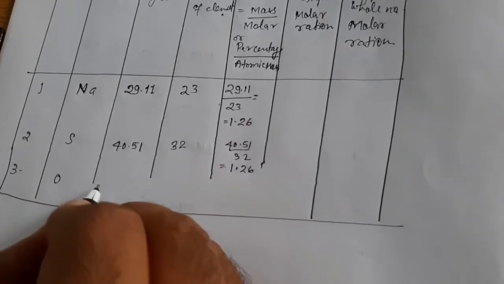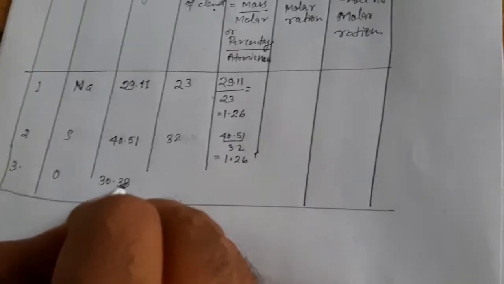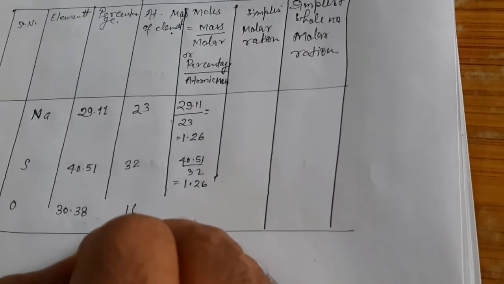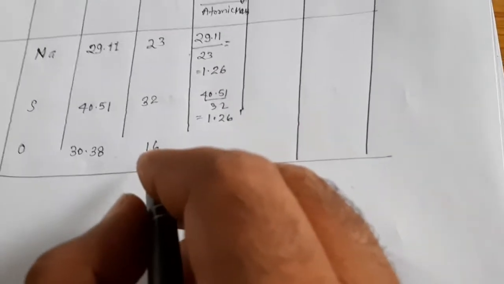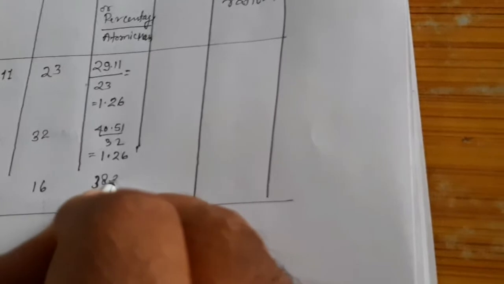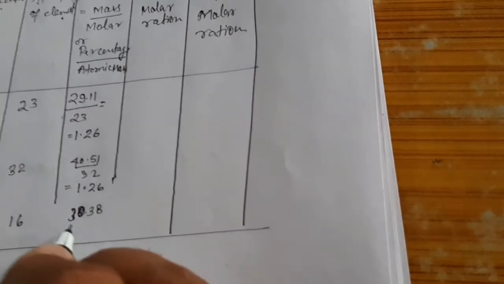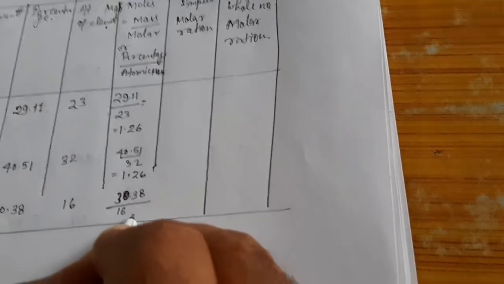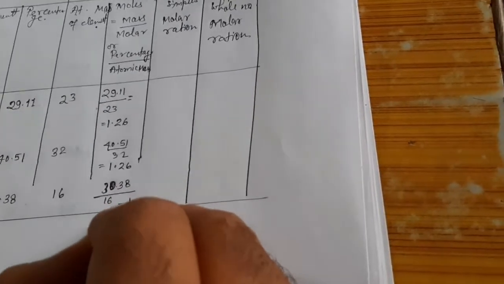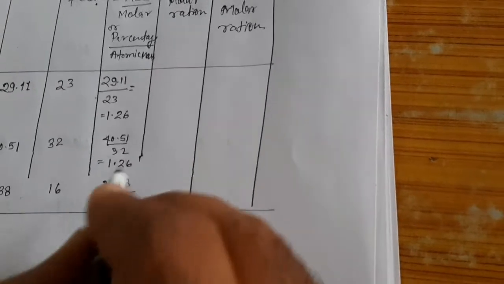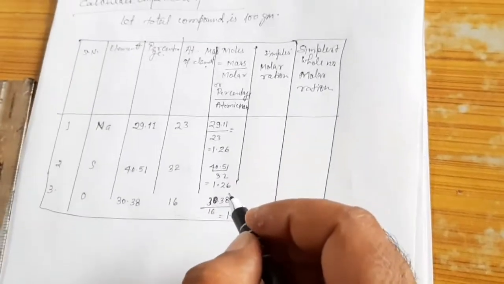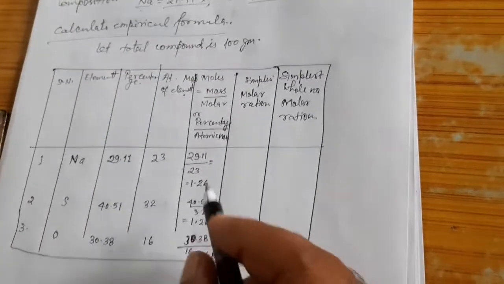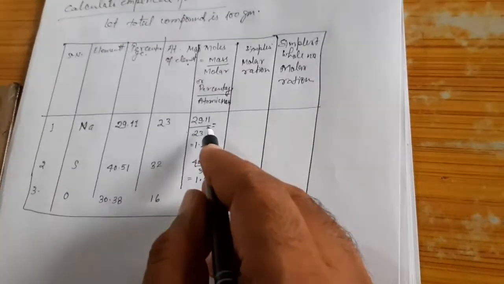And the third is oxygen. It is given as 30.38 and its atomic mass is 16. So 30.38 divided by 16 gives 1.8689.